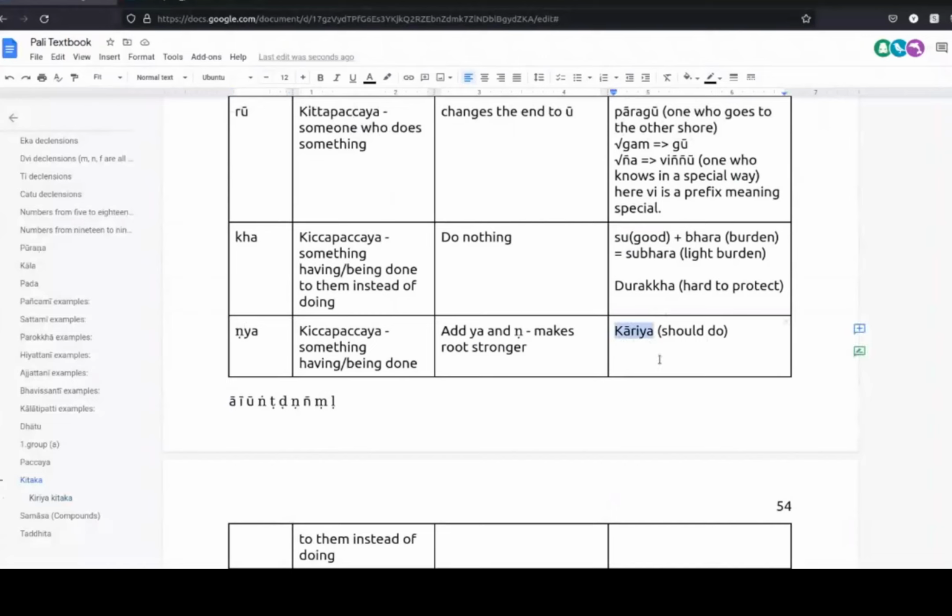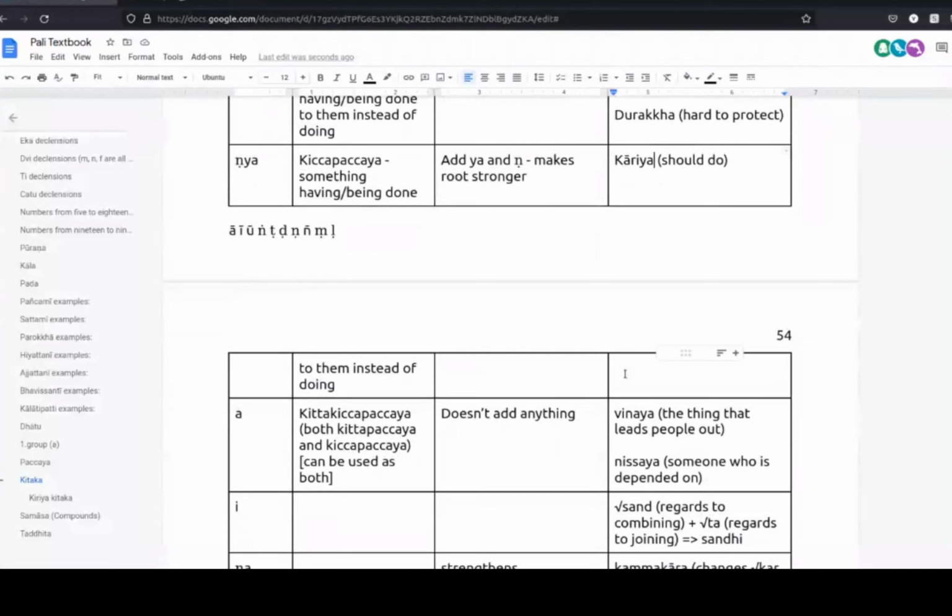This isn't actually that common. Karyang. I don't think you see this as much as the other one. Kitcha, pachaya, should do. So anyway, karya is something that someone should do. It's not a noun, it's an adjective. It's talking about something that someone should do. If this is karya, this you should do it. Hey, this thing is karya. That means, hey, this thing is something you should do, like you should keep sila or practice meditation.